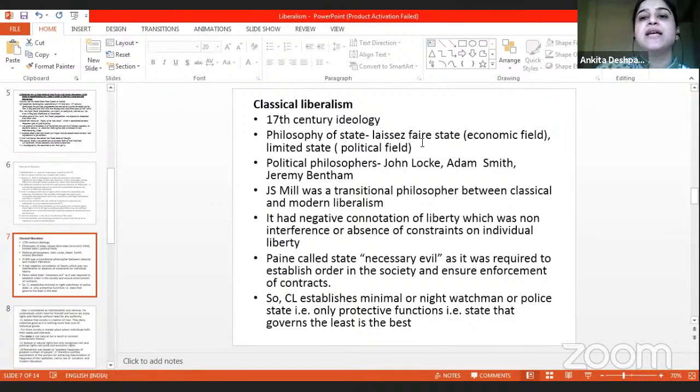The philosophy of the state is laissez-faire. In the economic field, laissez-faire basically means leave alone, and in the political field it means a limited state. So what does it mean? Like I told you, the philosophy of classical liberalism was first of all a limited state. The state has only been given limited functions. They have to do only that much. Everything is done by the people themselves.